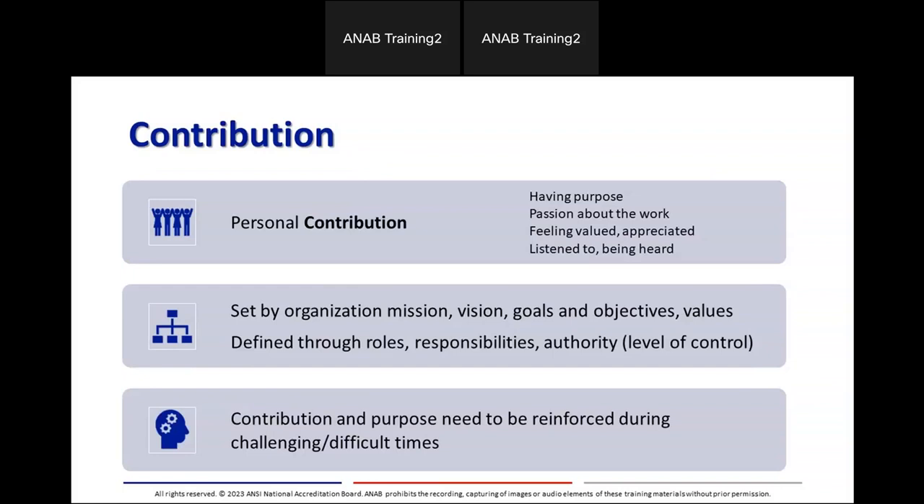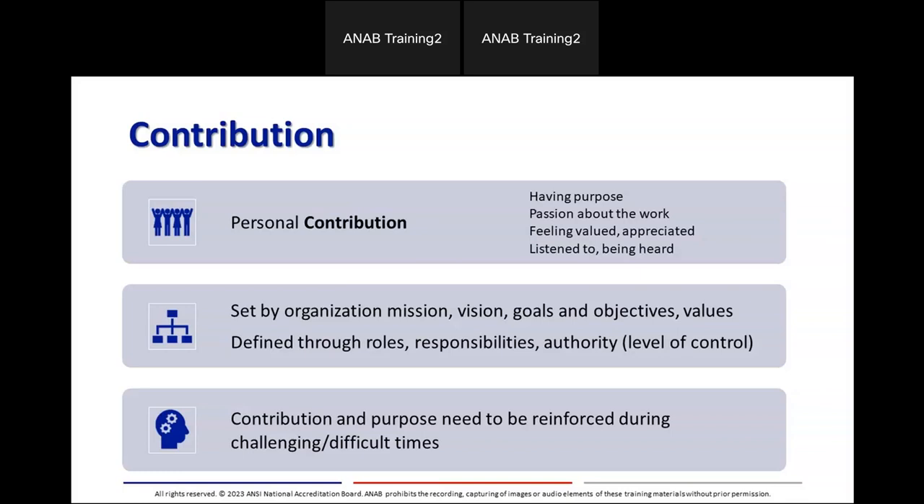So lastly, let's talk about contribution. Contribution is to build and foster resilience. We need to know why we're here. What's our purpose? How do we contribute? What do we do that adds to the organization? So contribution is all about having that sense of purpose or knowing how we contribute to the mission of the organization. The sense of purpose is developed through character and through connections.